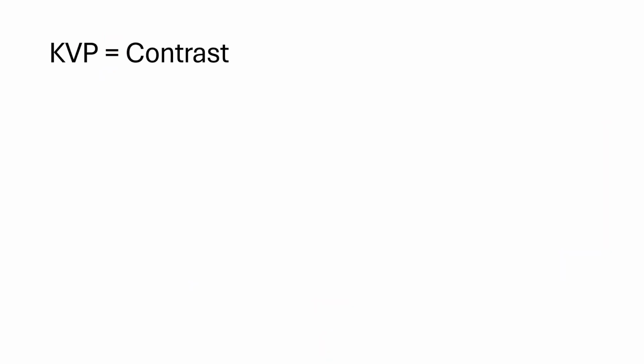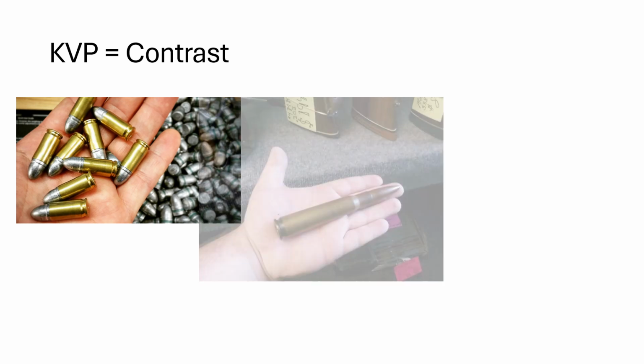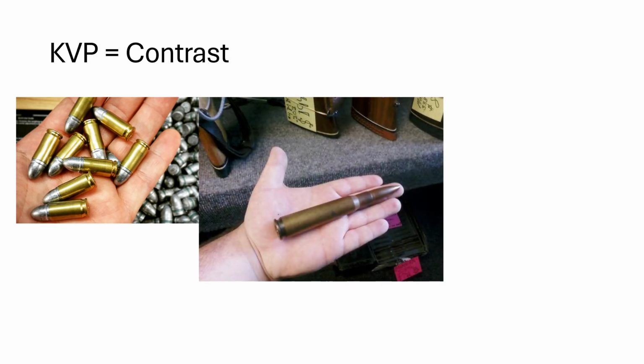So, what is KVP? KVP is going to be equal to the contrast of your overall picture. Less grays, more blacks, more whites. Think of KVP as the gunpowder behind your bullet. A 9 millimeter has a certain amount of gunpowder, a certain amount of energy behind that bullet. A 50 caliber has a lot more energy behind their bullet. So lower KVPs will be the 9 mil, higher KVPs will be the 50 cal.